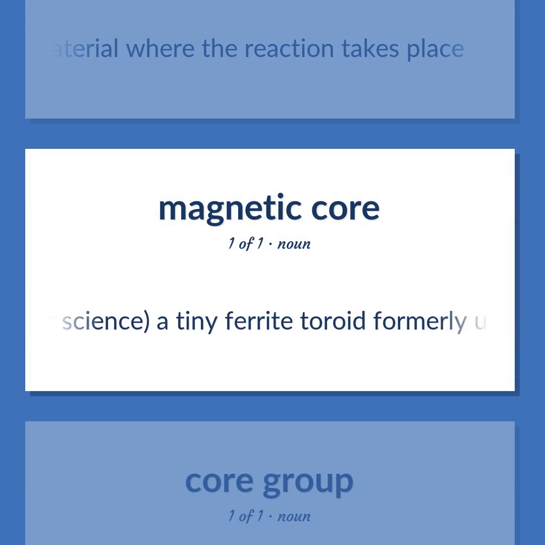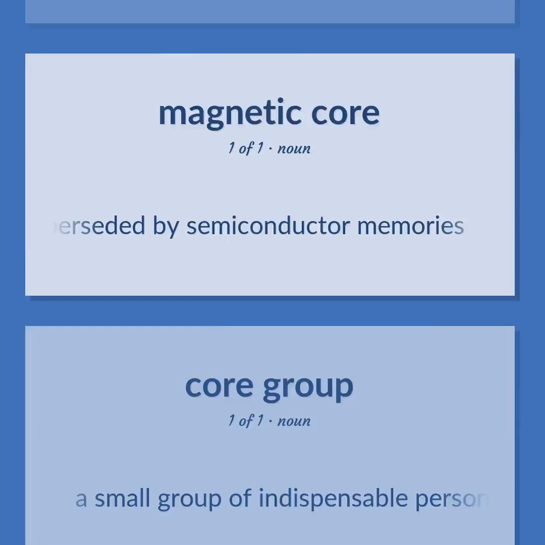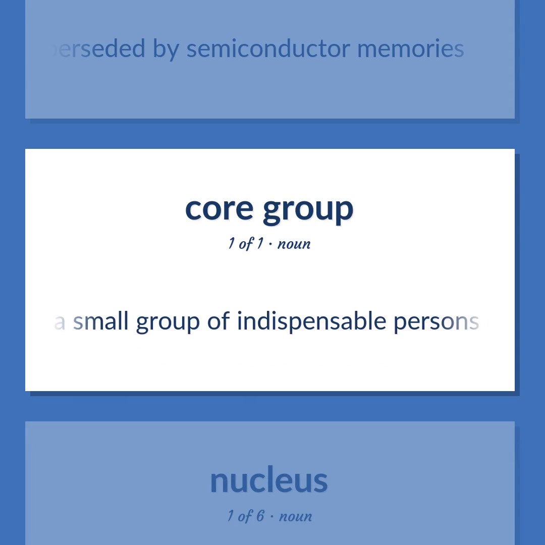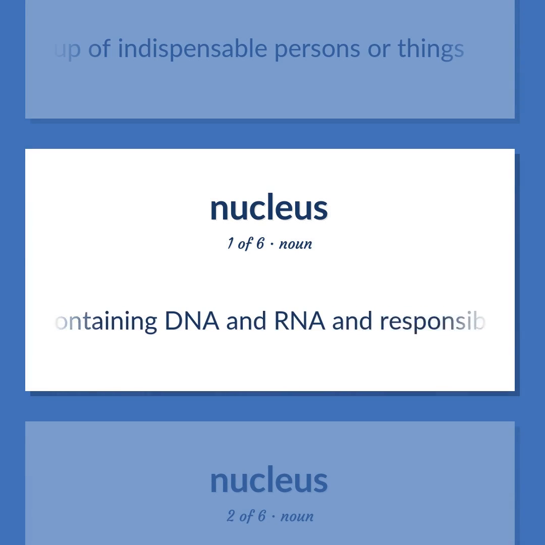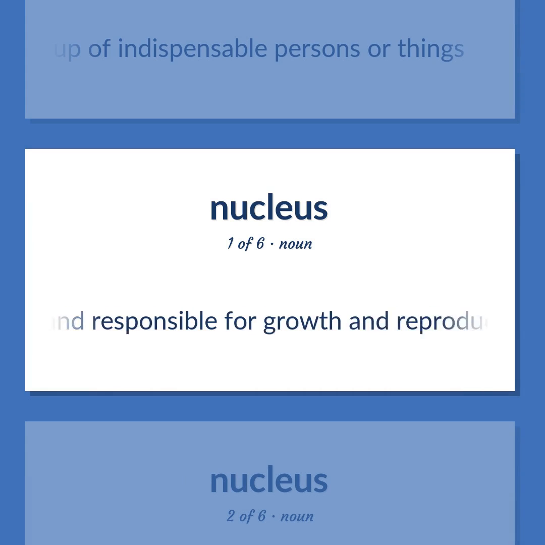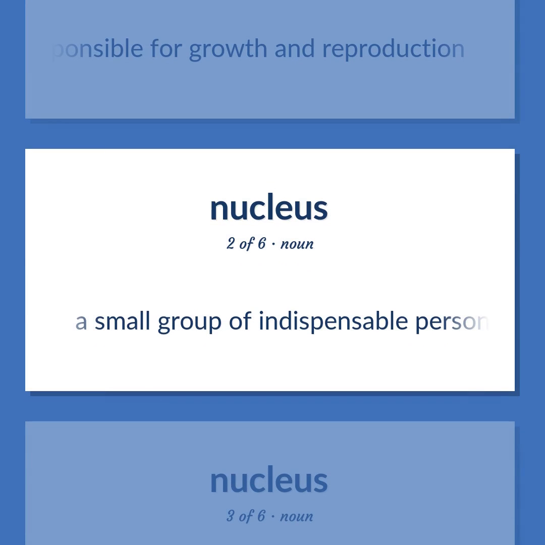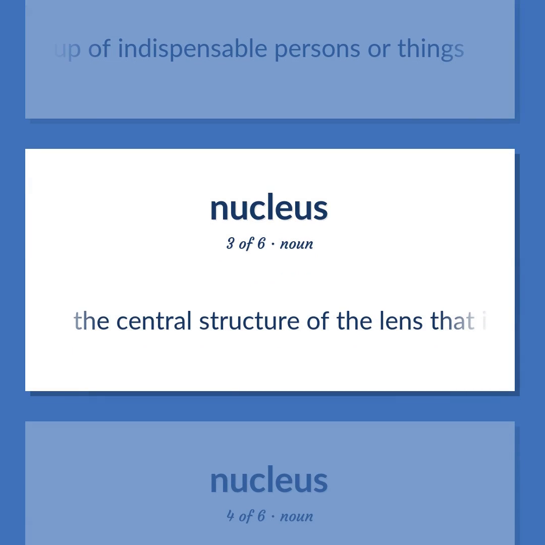Computer science. A tiny ferrite toroid formerly used in a random access memory to store one bit of data, now superseded by semiconductor memories. A small group of indispensable persons or things. A part of the cell containing DNA and RNA and responsible for growth and reproduction. The central structure of the lens that is surrounded by the cortex.